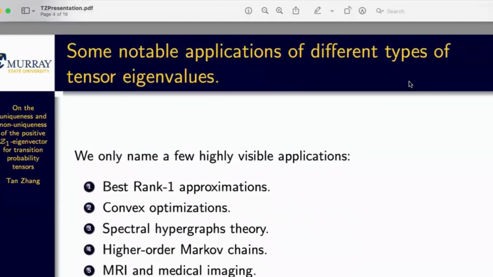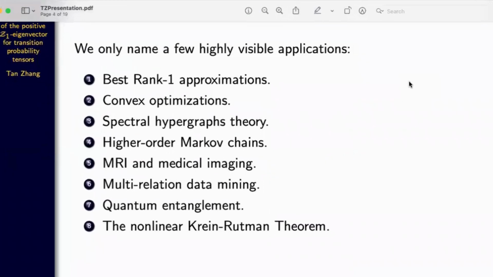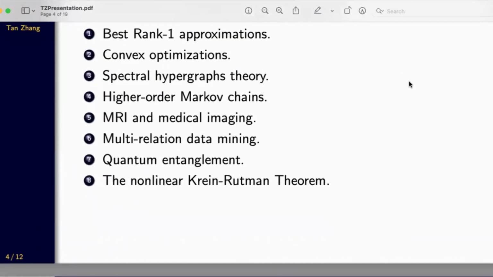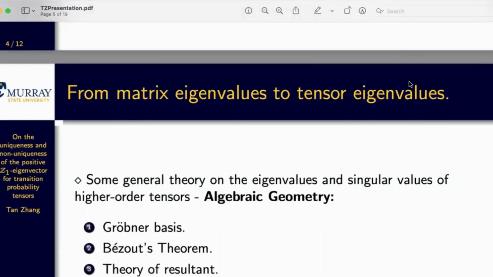Just to name a few, here are some notable applications of different types of tensor eigenvalues: best rank 1 approximations, convex approximations or optimizations, spectral hypergraph theory, higher order Markov chains, medical imaging, in particular MRI, multi-relation data mining, quantum entanglement problems, and the nonlinear Klein-Rudman theorem. From matrix eigenvalues to tensor eigenvalues, this is really a quantum leap.